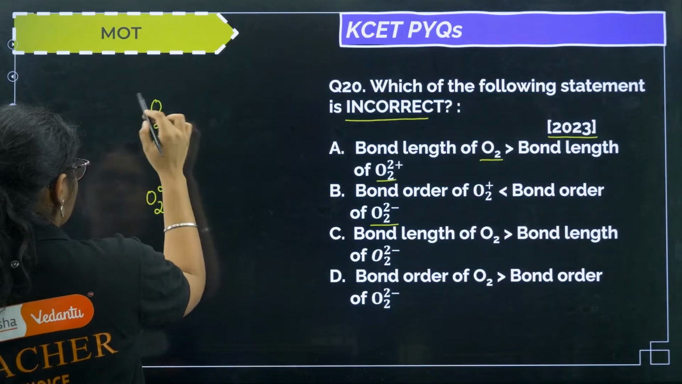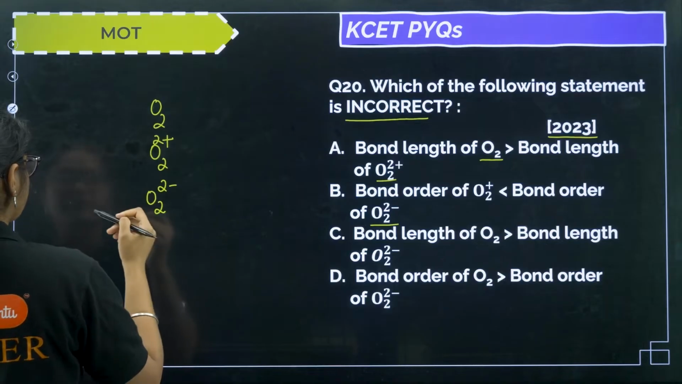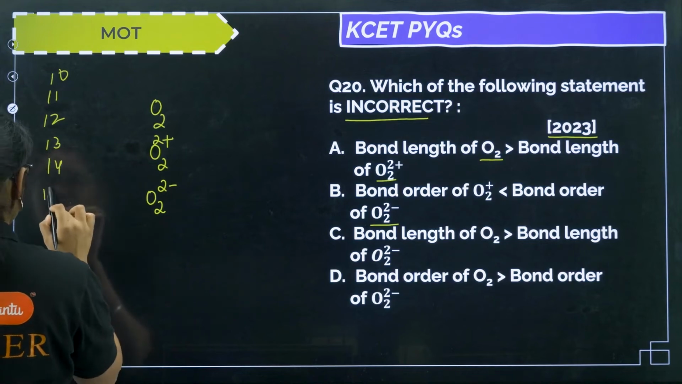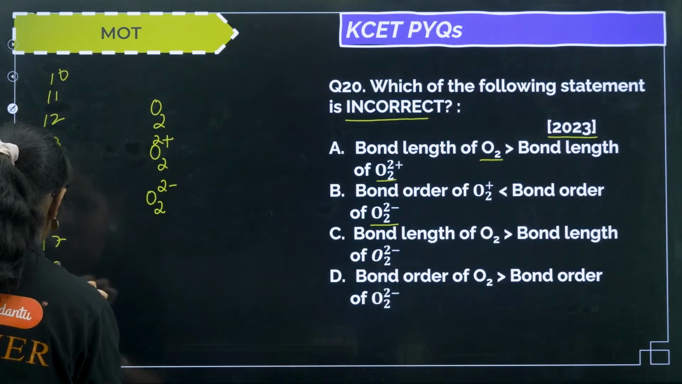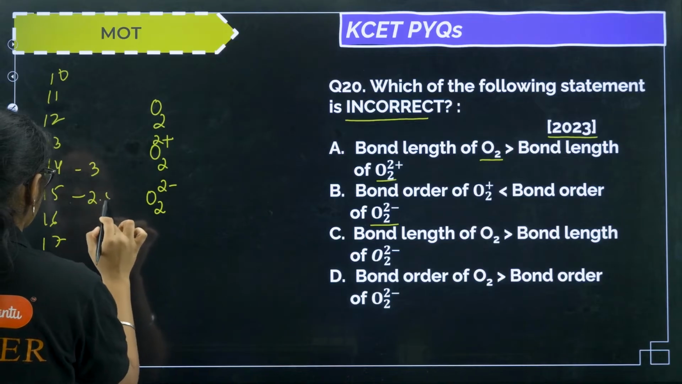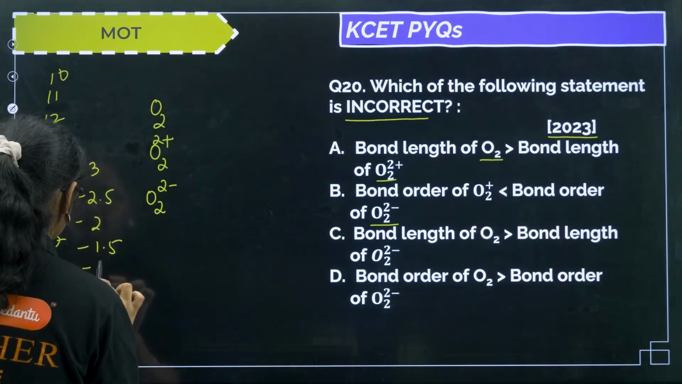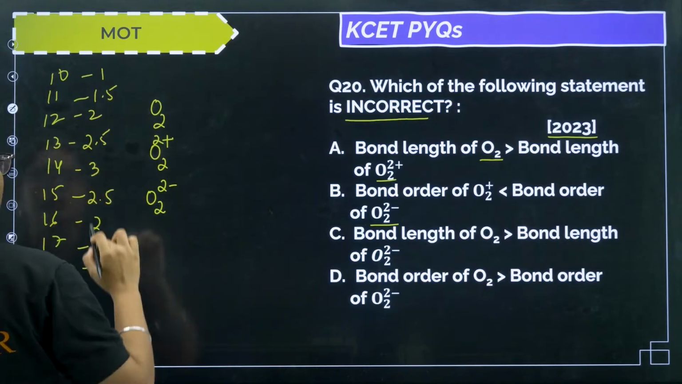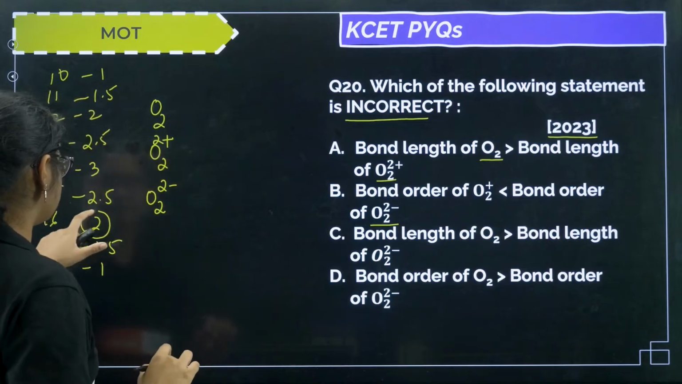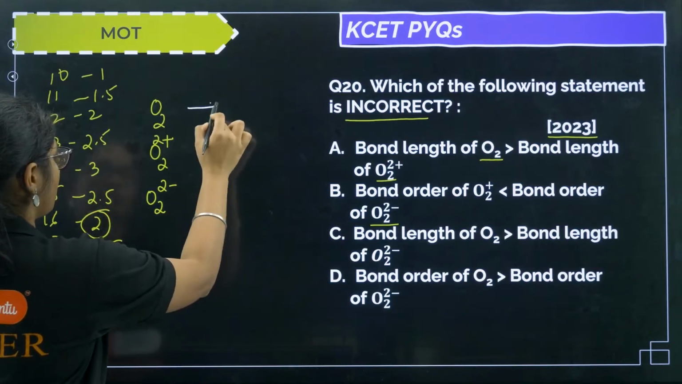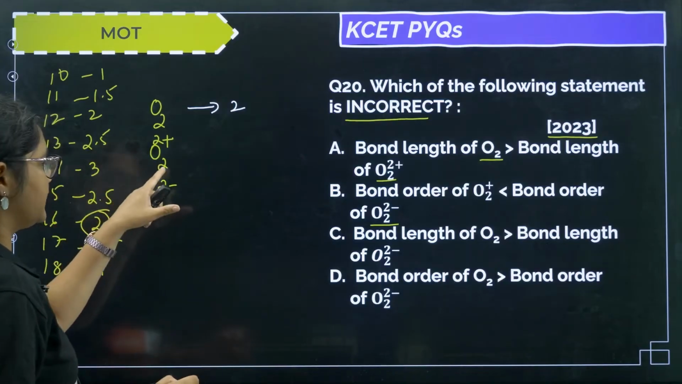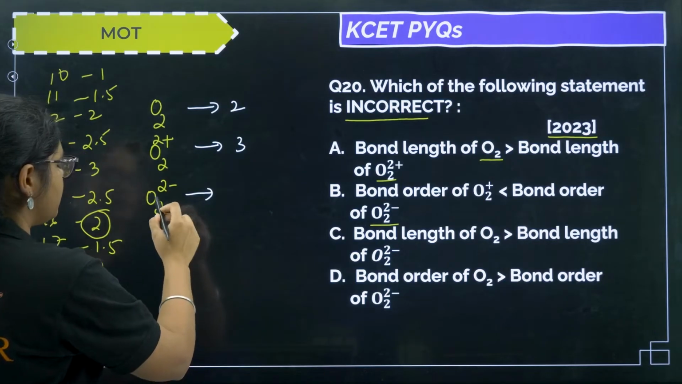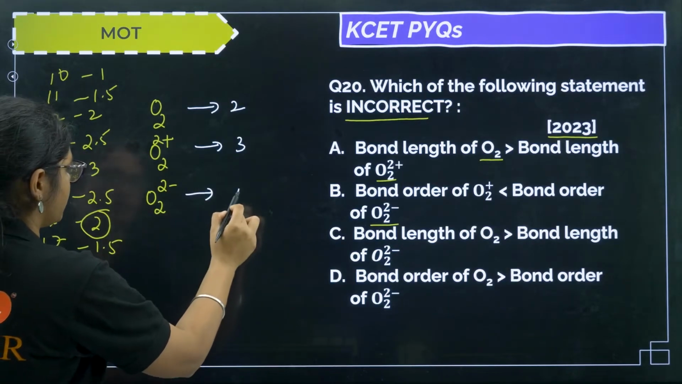So now if you see, for the electron counts 14, 13, 12, 11 and 10, and 15, 16, 17 and 18: 14 gives bond order 3, then 2.5, 2, 1.5 and 1, and again 2.5, 2, 1.5 and 1. Now O2 has 16 electrons, so the bond order is 2. For O2 2 plus, 8 plus 8 is 16, minus 2 is 14, so the bond order is 3. And for O2 2 minus, 8 plus 8 is 16, plus 2 is 18, so the bond order is 1.